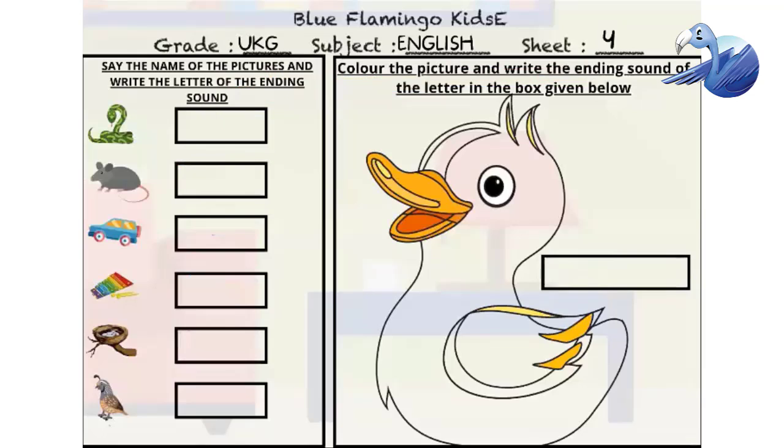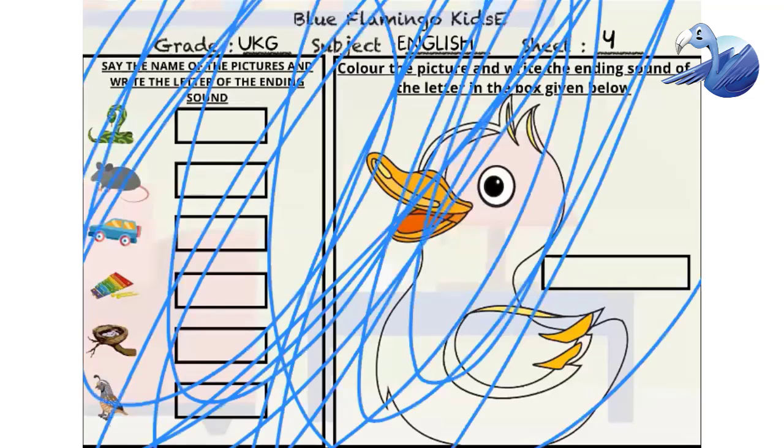And what is the phonic sound of K? It's K. Snack. Okay. Now next. Rat. So the last letter is T. The phonic sound of letter T is T. You can skip A. You don't add A. Its sound is T. Okay. Now next, car.